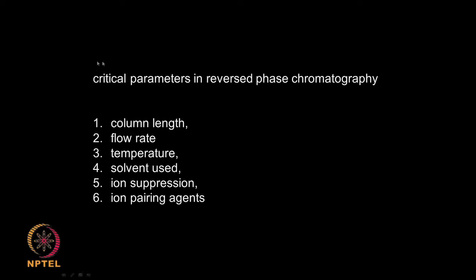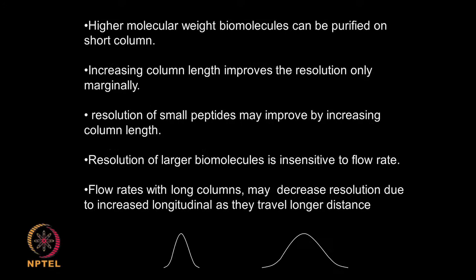So, what are the parameters? Column length, flow rate, temperature, solvent used, and ion suppression. Sometimes if the protein has ionic groups, then it will appear like a polar molecule. So, we need to suppress that, so that the hydrophobic part interacts with the stationary phase. So, we need to have some ion suppressing agents, and sometimes you need to add an ion pairing agent also. Basically these are done to suppress the ionization of the protein.